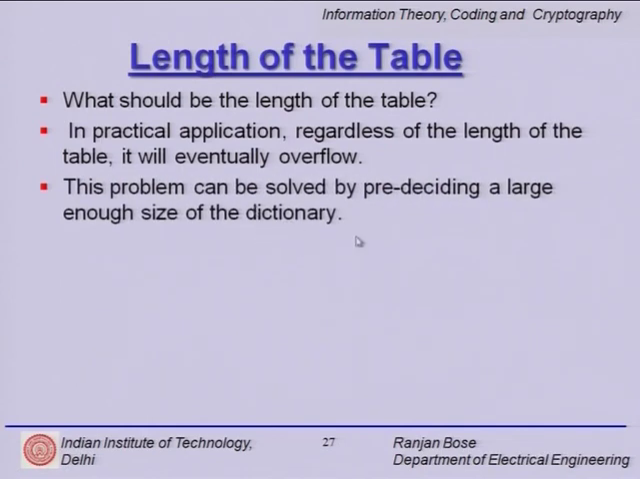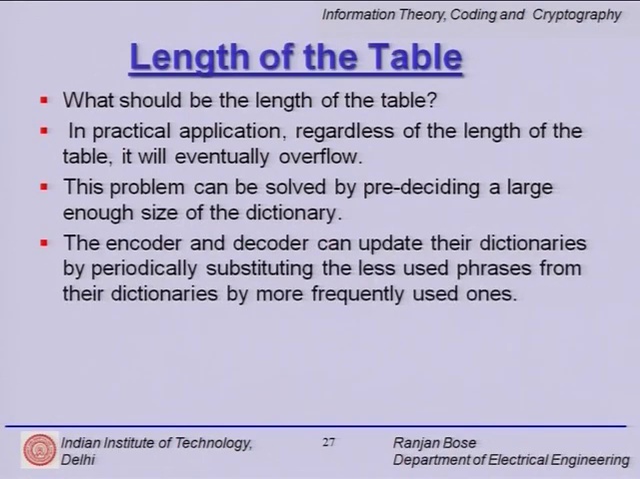This problem can be solved by pre-deciding a large enough size of the dictionary. Again, it is the best bet we can have. The encoder and decoder can update the dictionaries by periodically substituting the less used phrases from the dictionary by more frequently used ones.